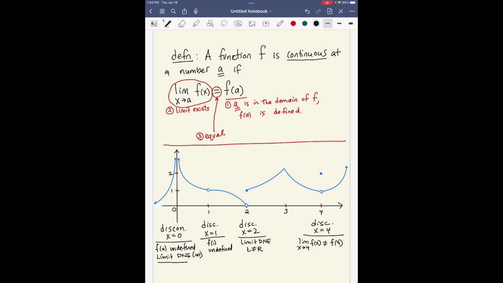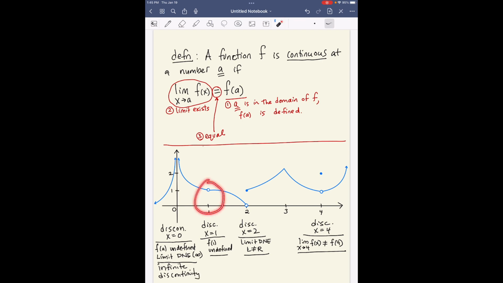Just as a side note, these different types of discontinuities have names. The first discontinuity that we see over here is what we would call an infinite discontinuity, and that's because we have a vertical asymptote.